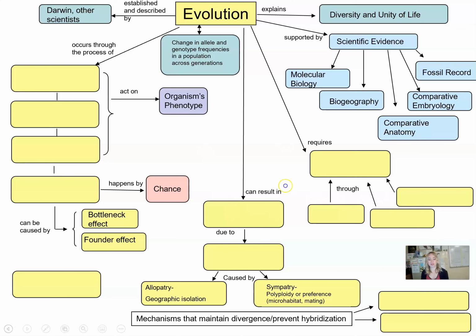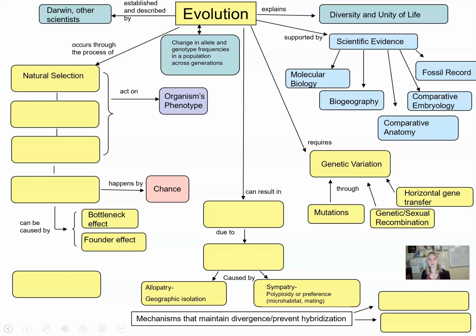Evolution requires genetic variation, and genetic variation comes mainly from mutations, and then we have genetic and sexual recombination, as well as horizontal gene transfer. And we're going to define the mechanisms that drive evolution.